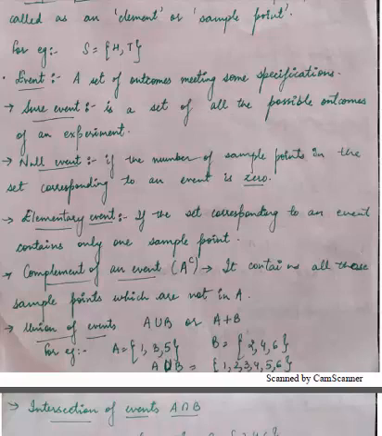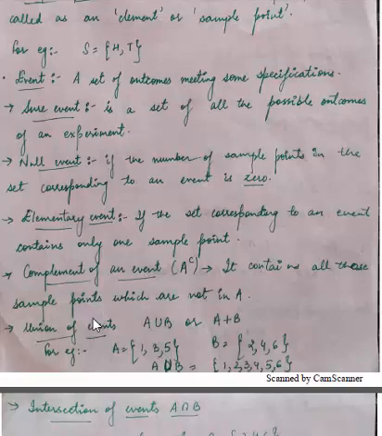The next is complement of an event. It contains all those sample points which are not in set A. Suppose we want to calculate the complement of an event A. That means the complement of A contains all those elements, or we can say sample points, which are not in A.